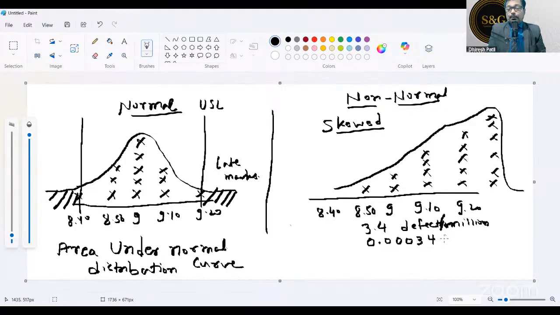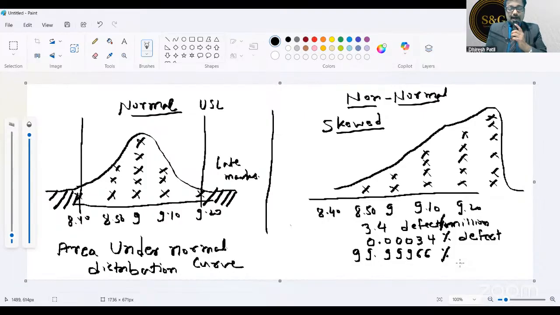0.00034 percentage defects. Percentage means per 100. 0.34 per million, per 10 lakh, equals 0.00034% per 100 defects. That means out of 100 products, 0.00034 products will have some kind of defects. Understand this? Now what is remaining? What is remaining is 99.99966 percentage.